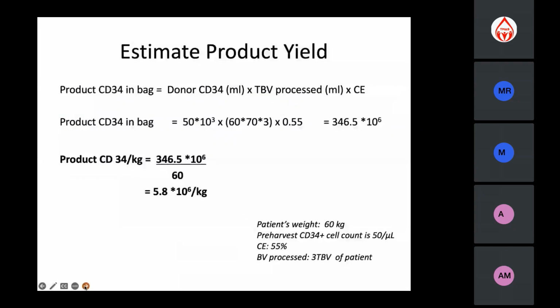Similarly, we can also estimate the product yield which we can obtain with the patient's characteristics. So the patient weight, we know. So we have how much amount of CD34 is available in the count.